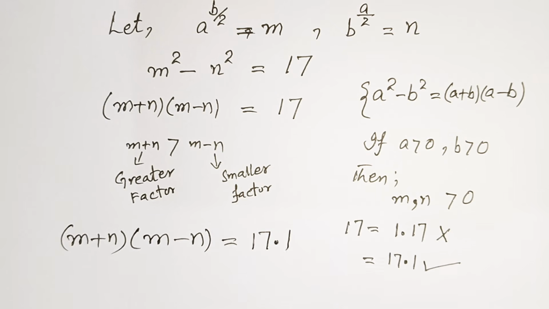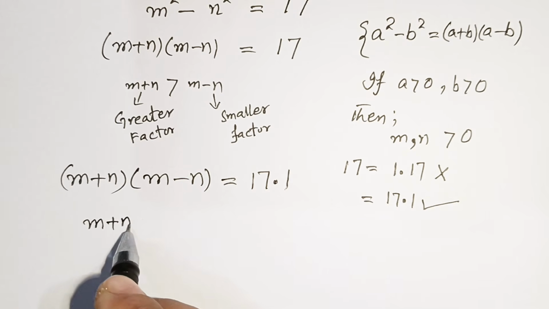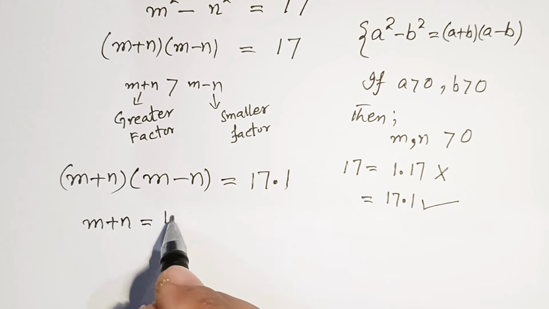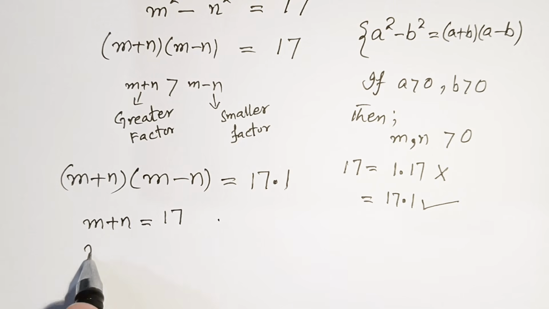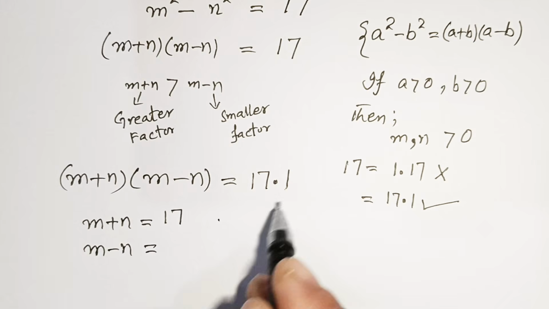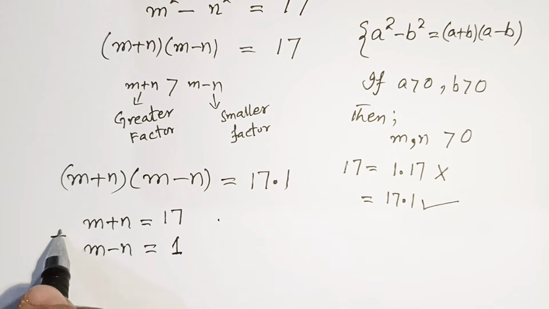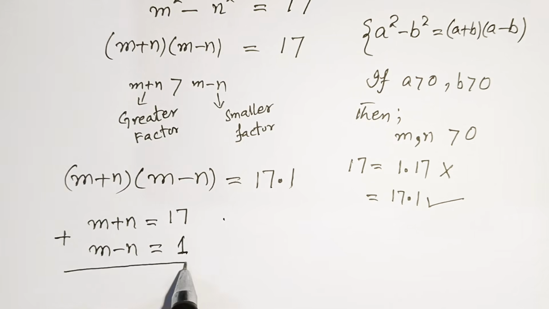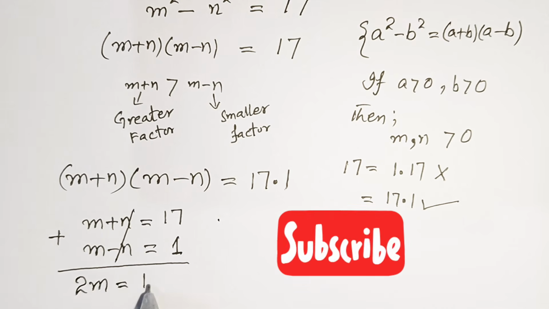Now by system of equations, m plus n, which is the greater factor, is equal to 17, and similarly m minus n is equal to 1. Now if we add these two equations, plus n will be cancelled with minus n, so m plus m is 2m, which is equal to 17 plus 1, which is 18.